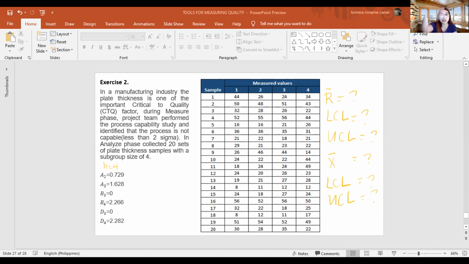Then total, di ba, imong i-average tanan? Right? So in that case, your observation is 4. So therefore, I will share again the table of constants. 4 man na siya. And the formula for, what's the formula for the upper control limit?